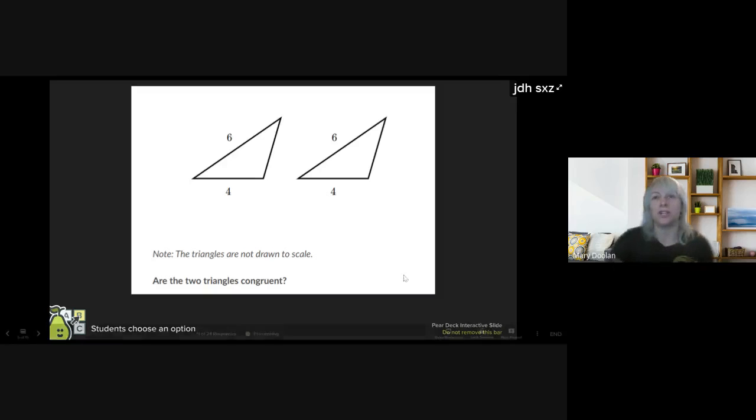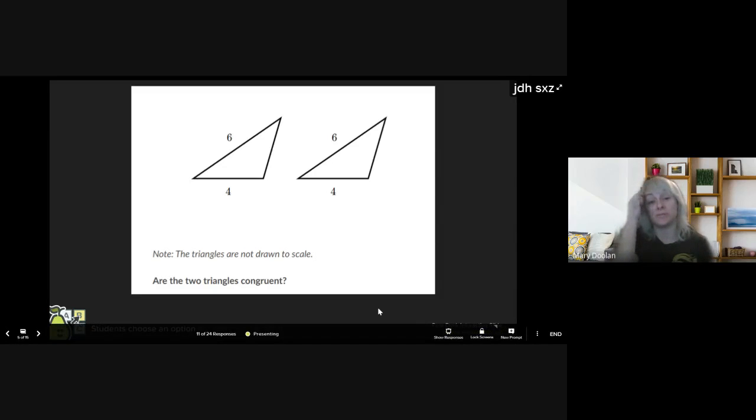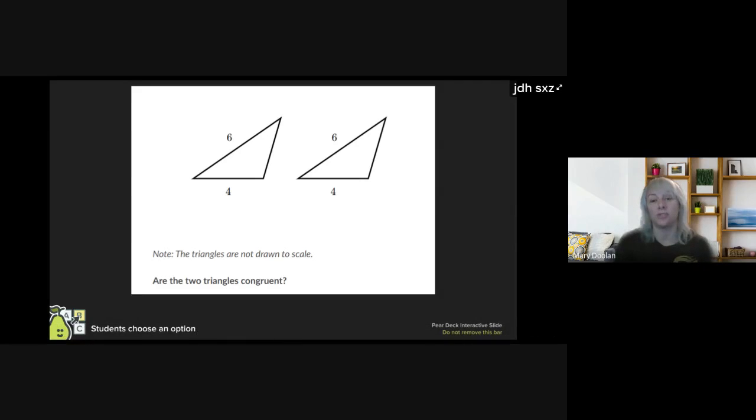If we want to say they're congruent, we need to have a theorem that says they're congruent. And we cannot just use the picture because they look like they're congruent. We are not given any information about the angles. The only information we are given is that two sides have the same length.